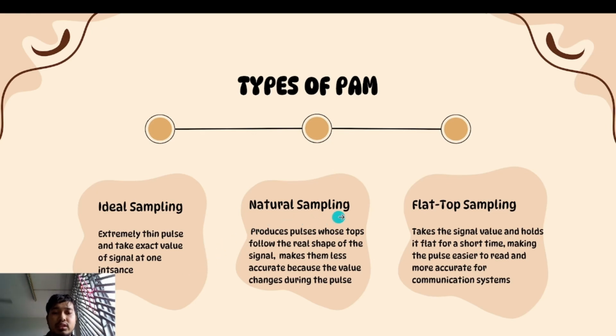Then we go to natural sampling. In this method, the top of each pulse follows the shape of the input signal. Because the pulse lasts for some time, the value can change during the pulse, so this method is slightly less accurate. And lastly, flat top sampling takes the signal value and holds it flat for a short time, making the pulse easier to read and more accurate for communication systems. That's why flat top sampling is the most commonly used in practical PAM systems.